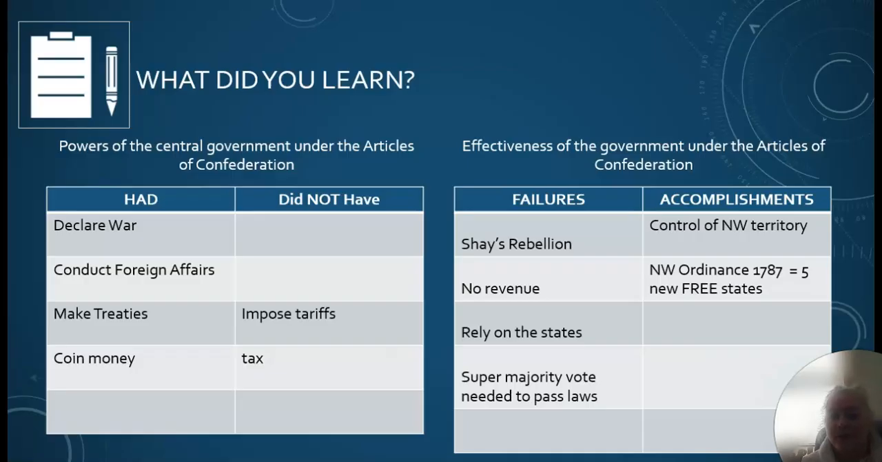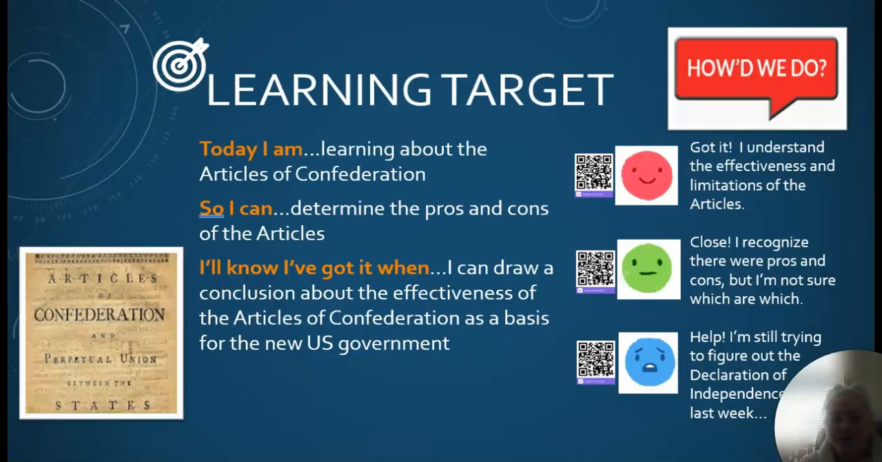The failures. We couldn't collect revenue as a nation. We had to rely on the states. The states had the power. The central government didn't have the power. There was a supermajority needed to vote to pass any law in the state, and a unanimous vote in order to get any amendments passed. And then again, they couldn't deal with Shays' Rebellion. So lots of things that we're kind of trying to learn and balance that became problematic for our new country, right?